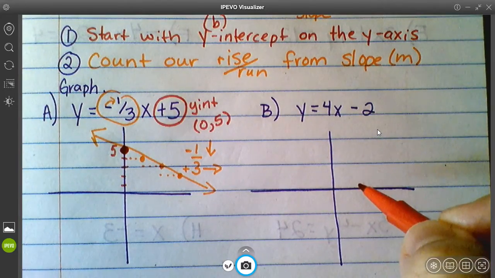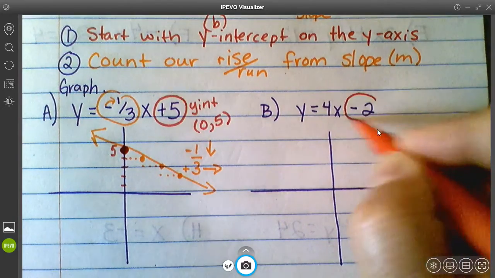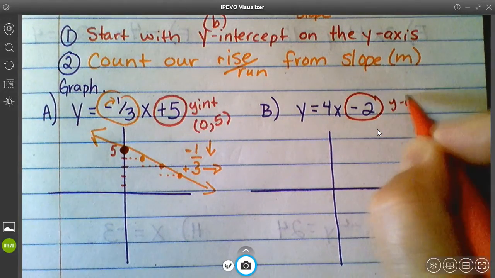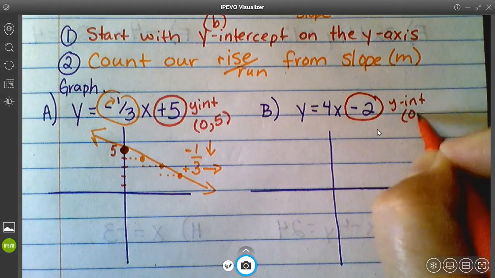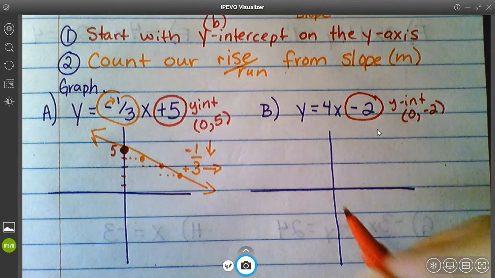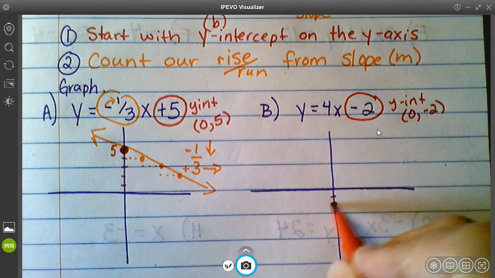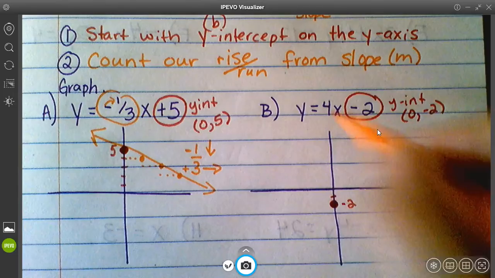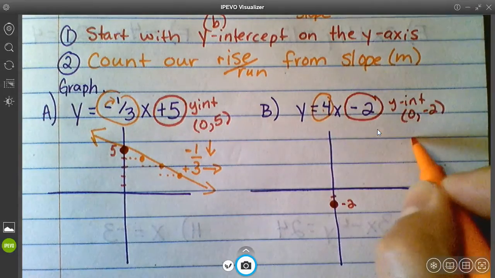So here we go to B. This time I have to make sure I start with a -2. So my y-intercept is at (0, -2). So 1, 2, down in the negatives. And then my slope over here is 4.